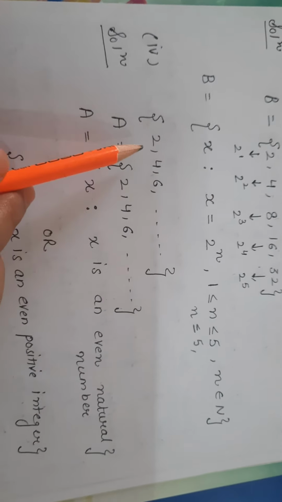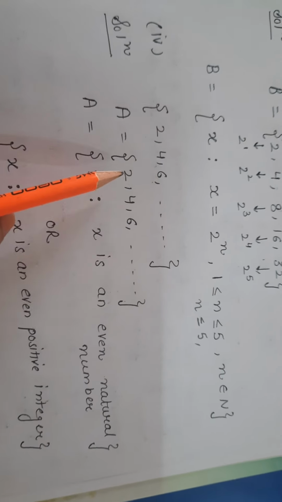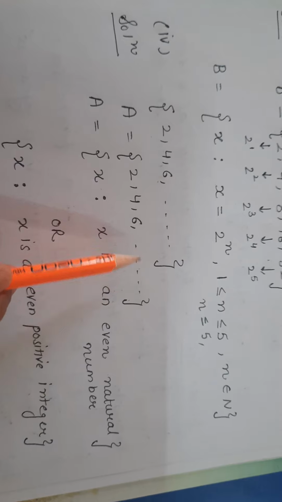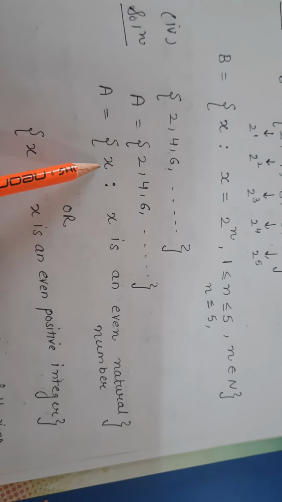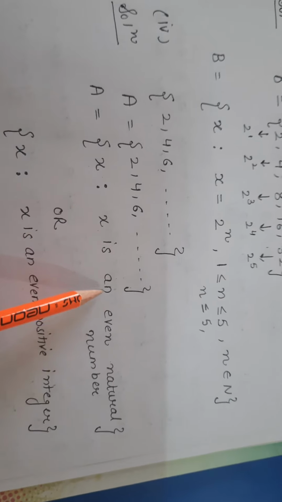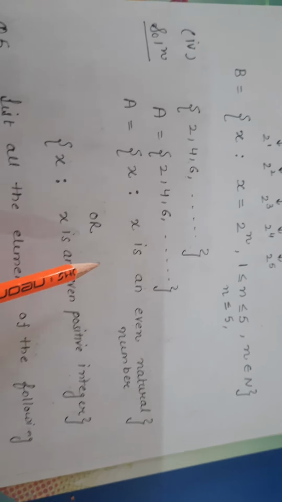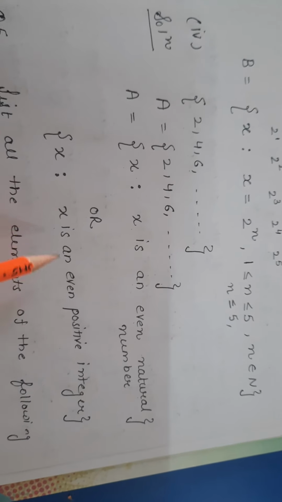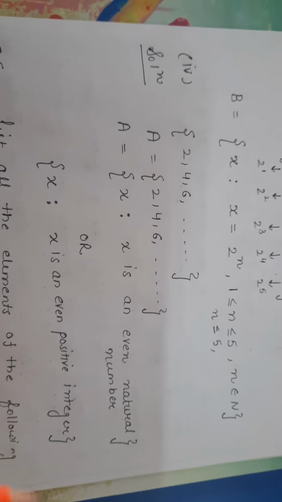The fourth part, 2, 4, 6, and so on. Just look here. These are positive even integers. So, I have written it in two ways. Set of those x, x is an even natural number, or set of those x, x is an even positive integer.